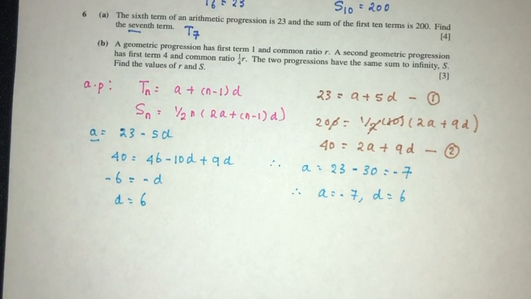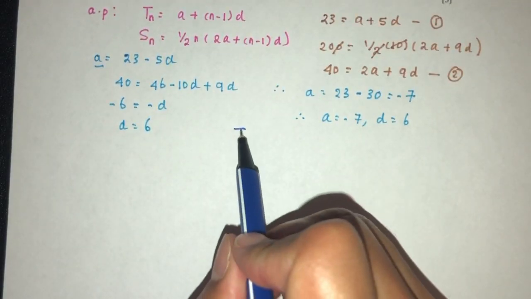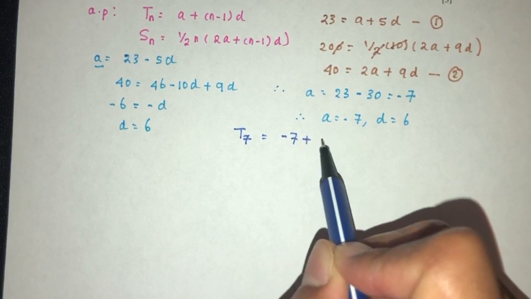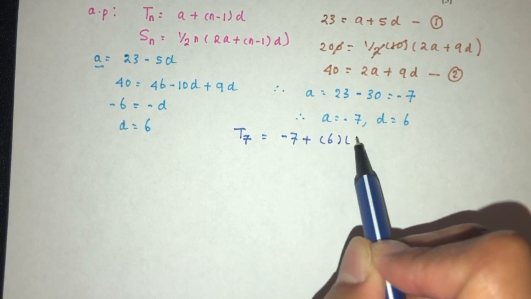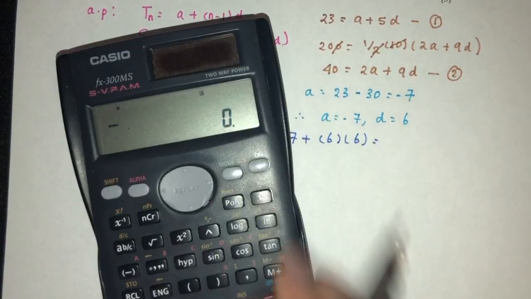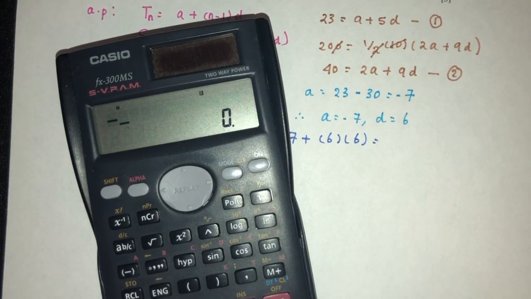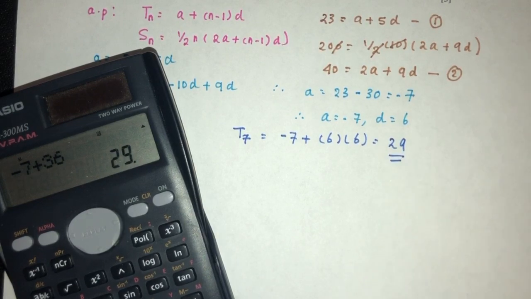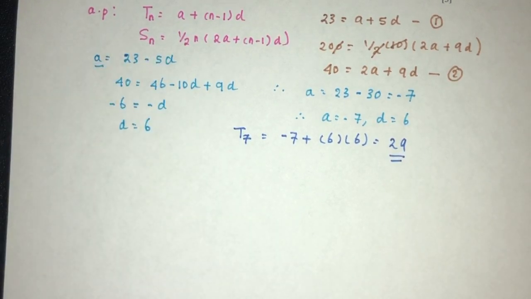However, the question here is asking you for the 7th term, so replace back in your equation, that should be a plus n minus 1 times d. That should be minus 7 plus 6 times 6, sorry, minus 7 plus 36, that should be 29. That will be my 7th term. Okay, that will be part 1 of the question.